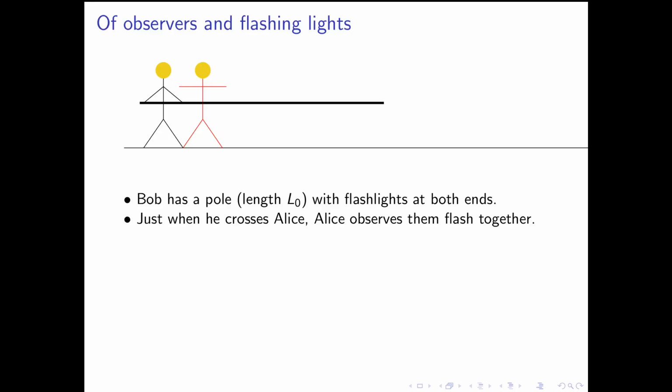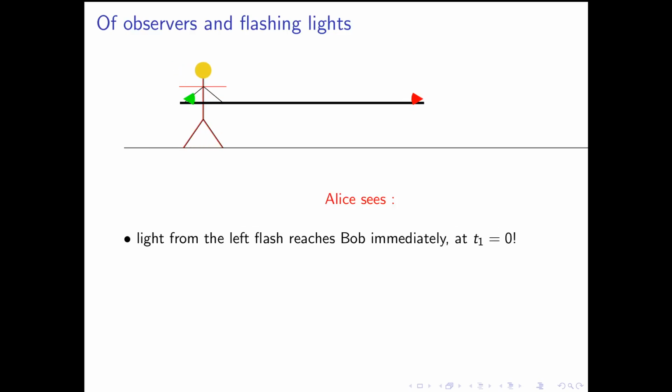What will happen, of course, is that before the right hand pulse gets to Alice, it is going to meet Bob on the way. Let us try to understand what is happening from the point of view of both the observers. First, Alice's point of view. Note that as Bob is running, the instant Bob catches up with Alice, the two light flashes occur. Green one at the left end, which reaches Alice immediately. In fact, it also reaches Bob immediately, at T1 equal to 0 according to Alice, and in fact T1 prime equal to 0 according to Bob.